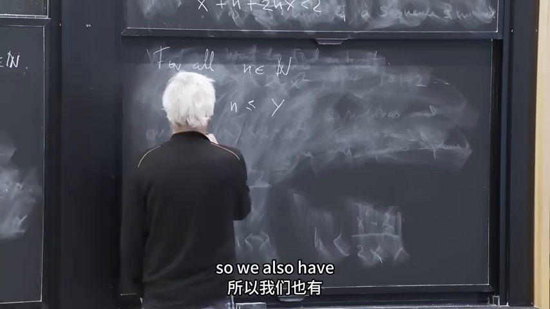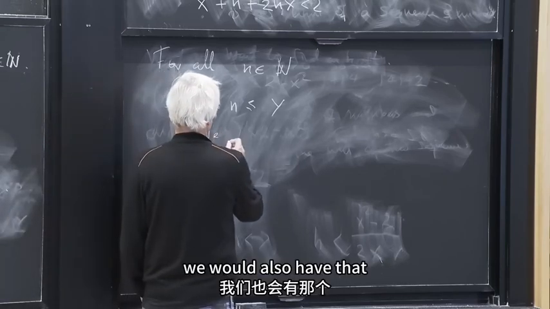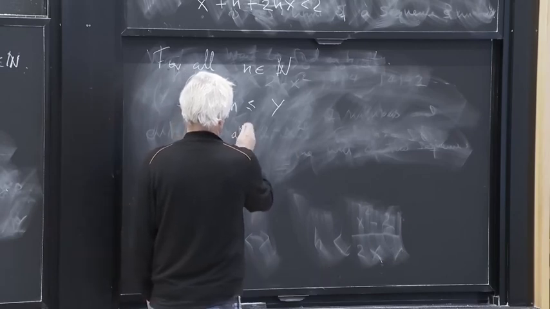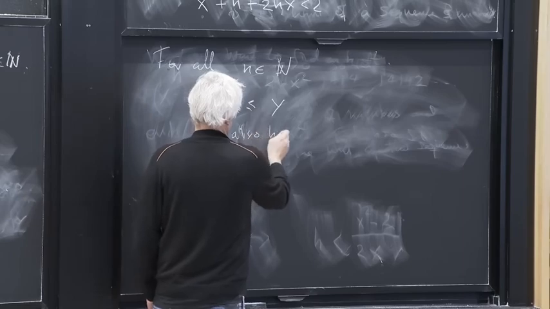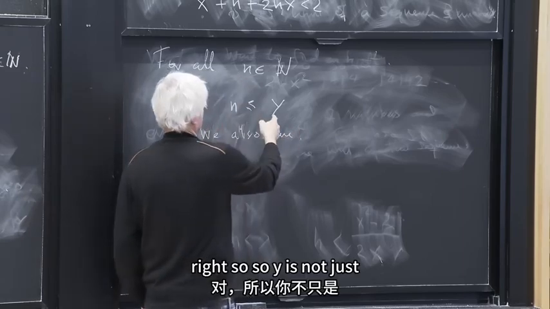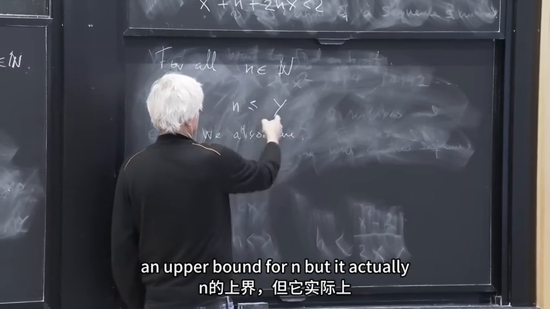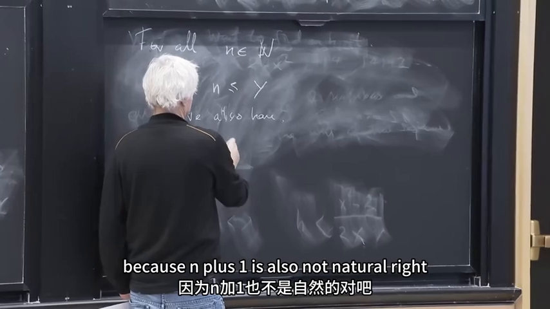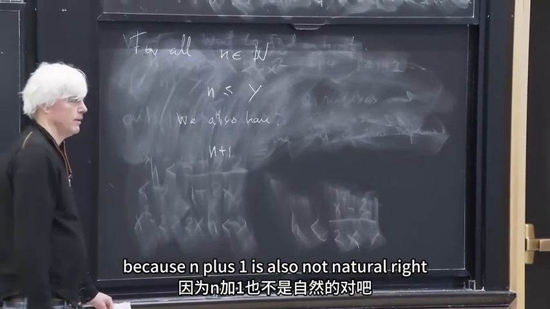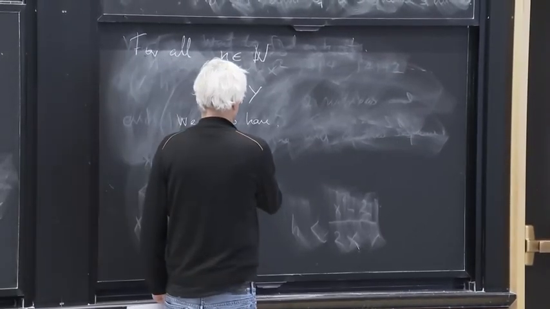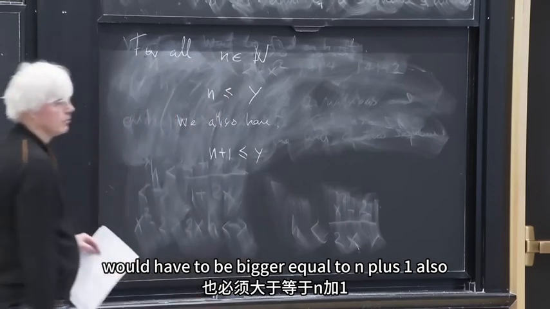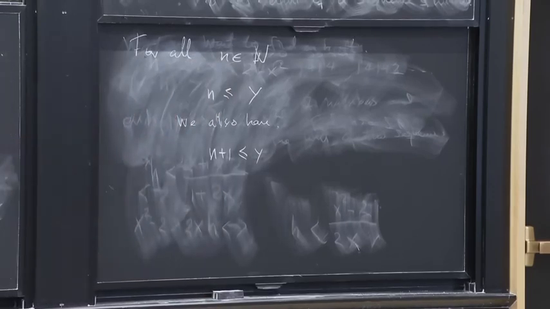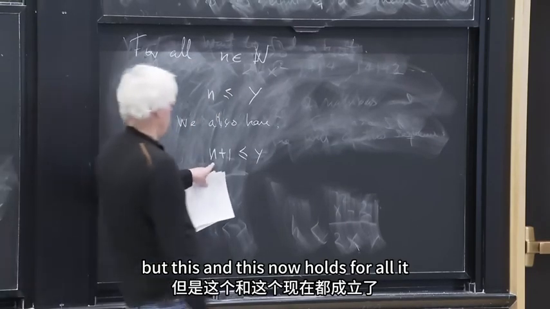So we would also have that, right? So y is not just an upper bound for n, but because n plus 1 is also a natural number, y here would have to be bigger or equal to n plus 1 also, right? But this now holds for all n.